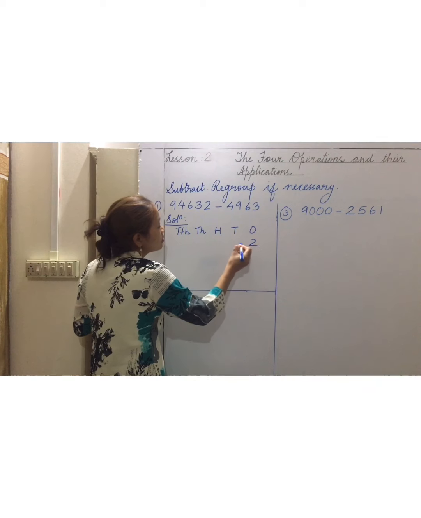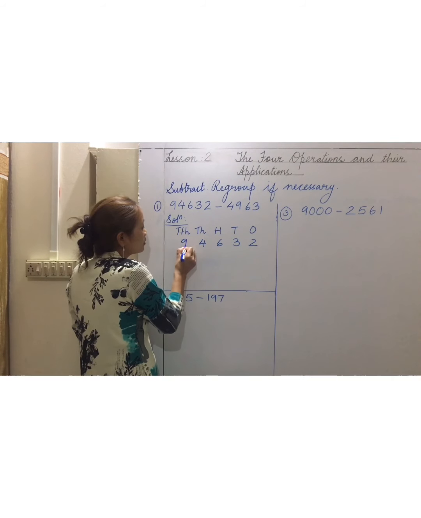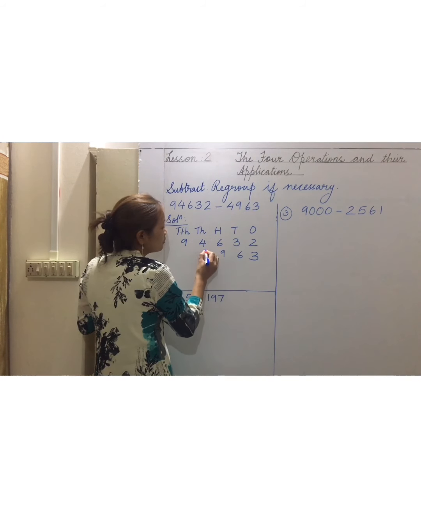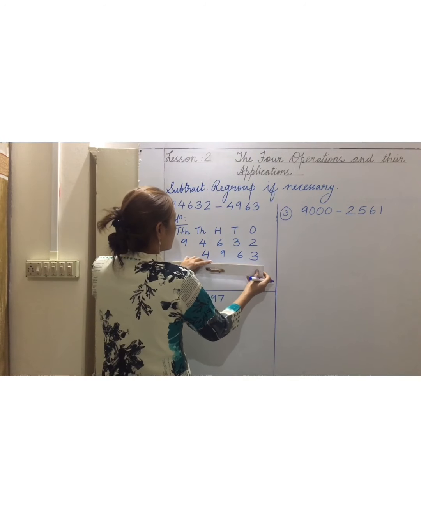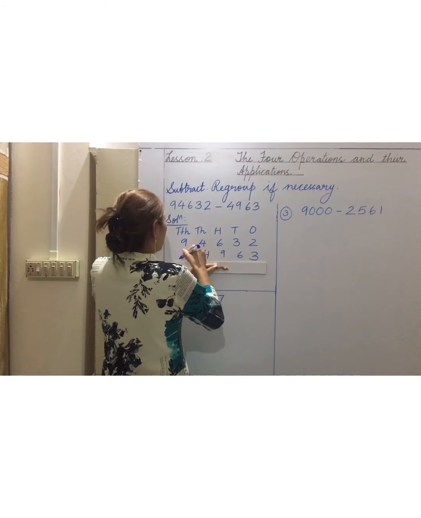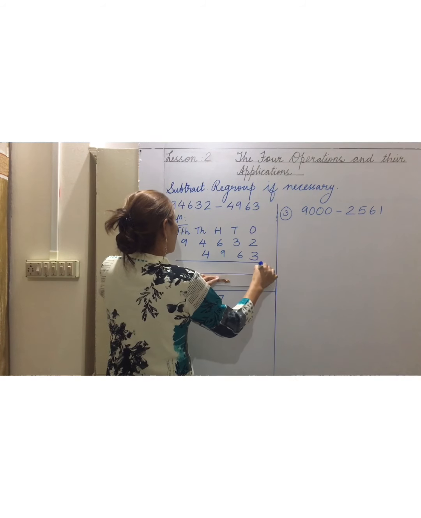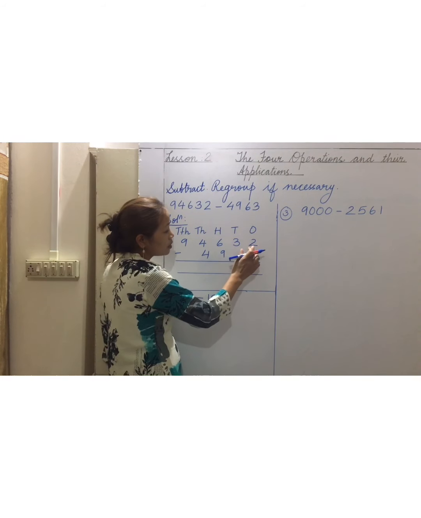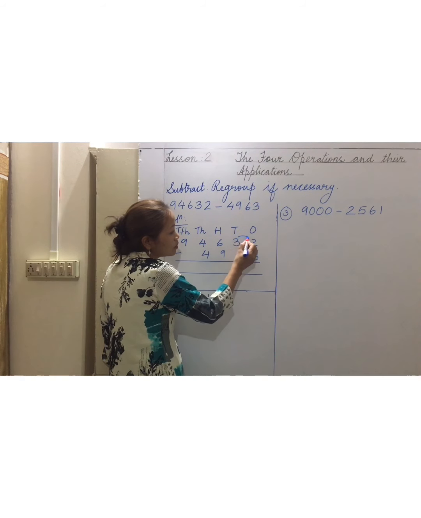The first number will be written first, followed by 3, 6, 4, 9. The next number, 3, 6, 9, 4. Then we are going to subtract these numbers. We put the minus sign here, right? Since we are going to subtract. When we subtract numbers, from this we need to subtract 3. We need to borrow from here, right?